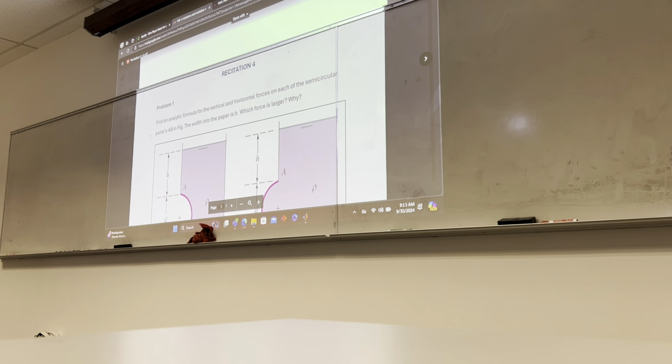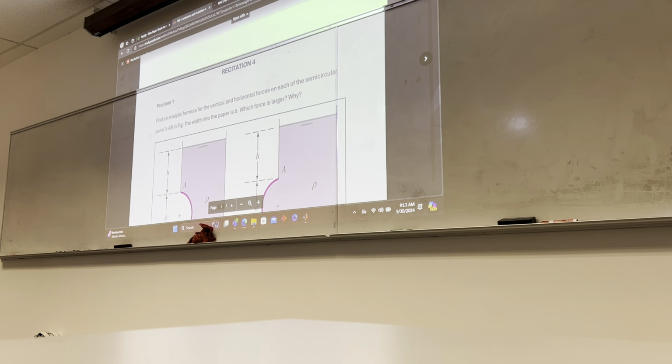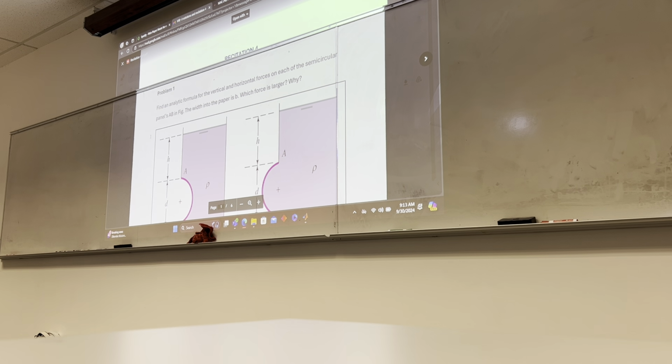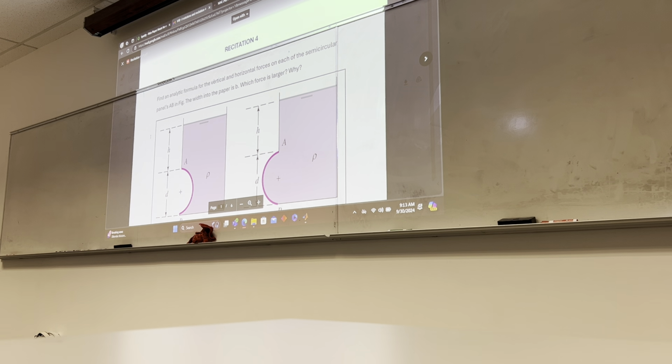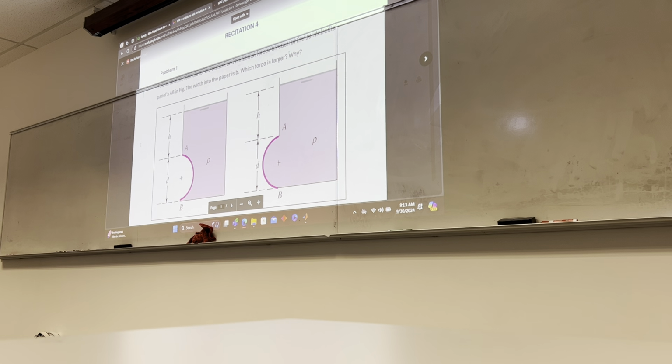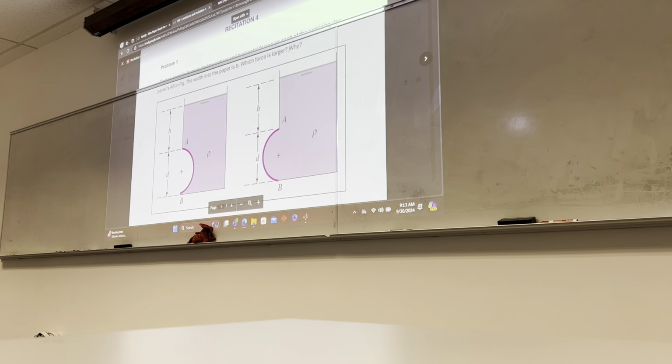This first one has to do with finding an analytic formula for the vertical and horizontal forces on each of the semicircular panels A, B in the figure. Which force is larger and why? There's really not too much math involved in this one. This is purely just a proof of buoyant force stuff. So yeah, let's just go through it fast.